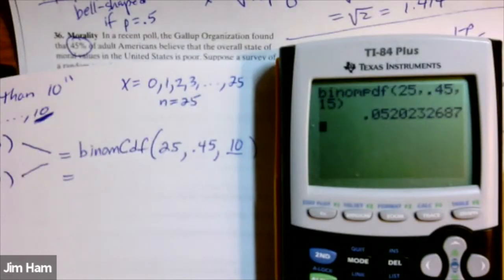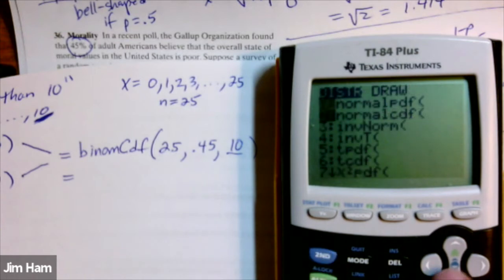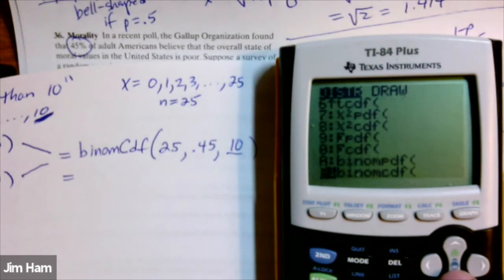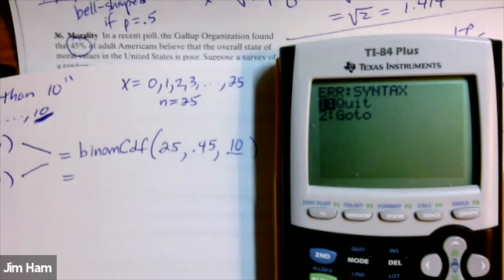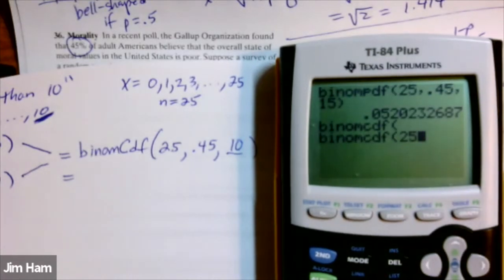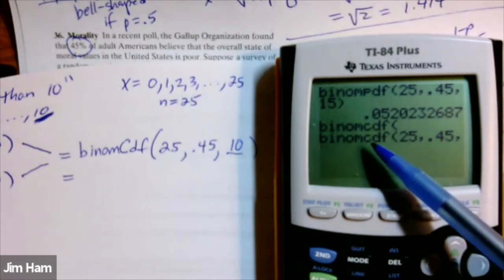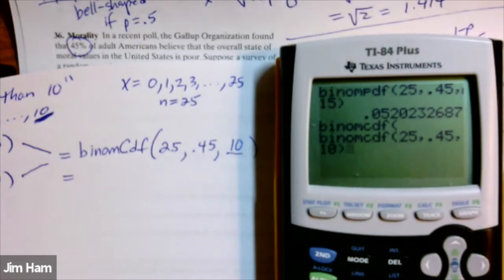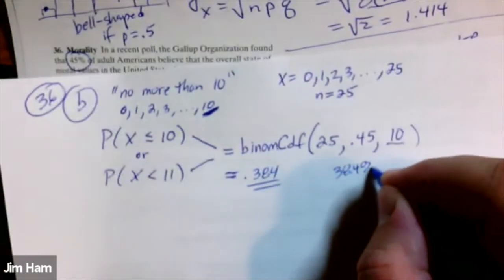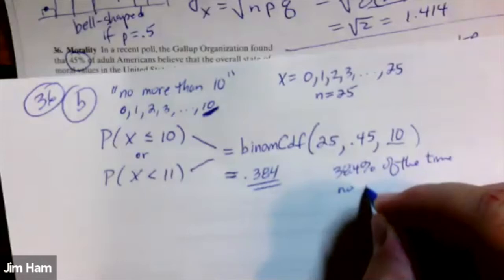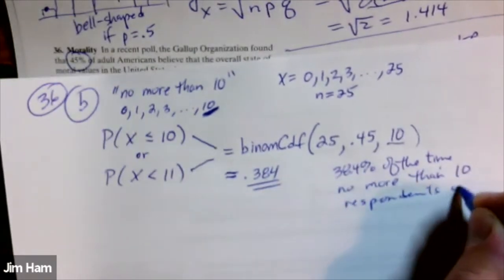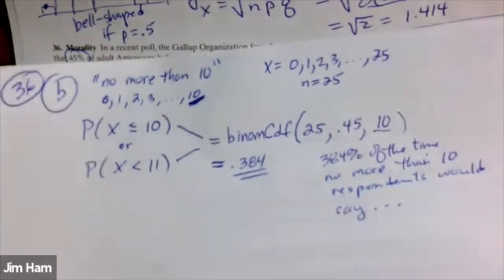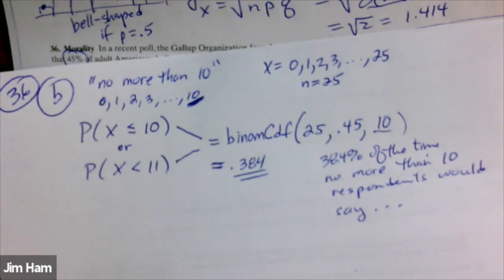And I'm going to punch this in on the calculator again. So we're going to go to the distribution menu. You're going to be using Binomialpdf and Binomial CDF a lot in this section. All right, so we need the 25 and then the 0.45. And since it's CDF, we're accumulating from 0 to this last number, 10. And there it is, 0.384. 38.4% of the time, no more than 10 respondents would say, okay, and you know what the rest of it is. The morality in the United States is poor. So if you want to continue that.